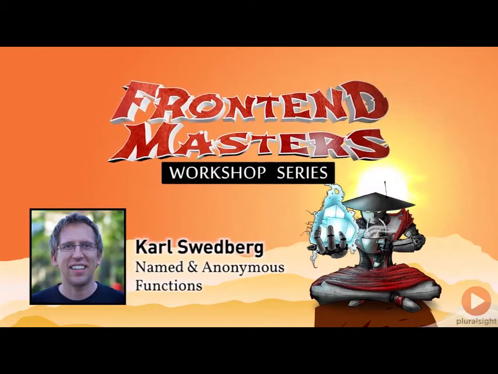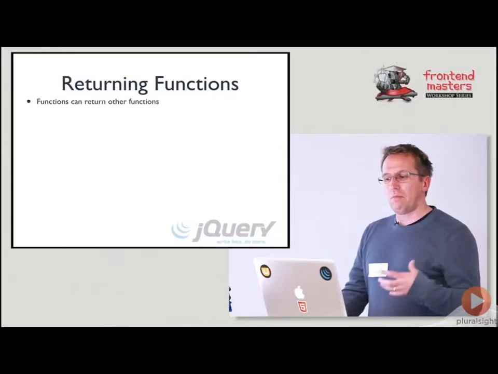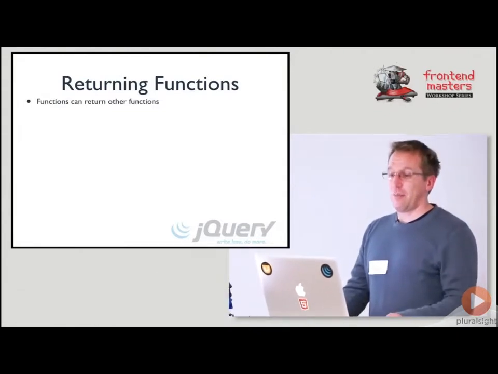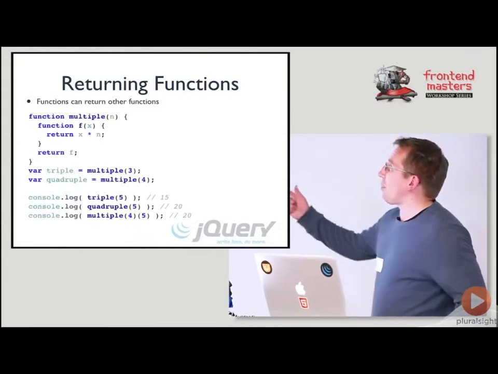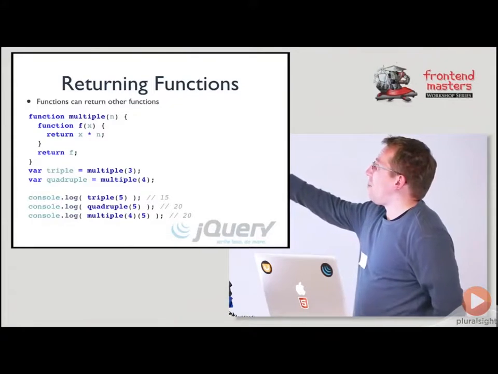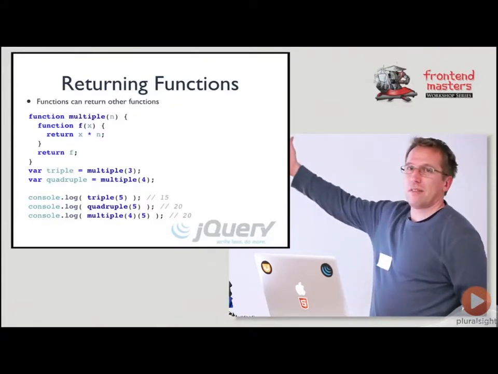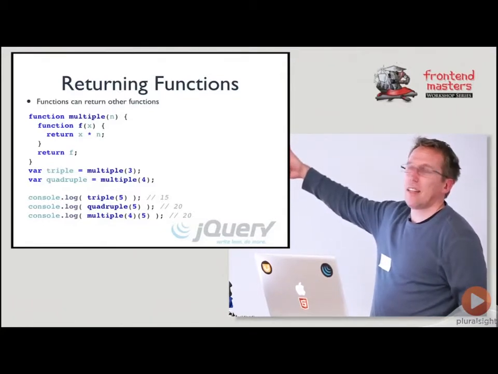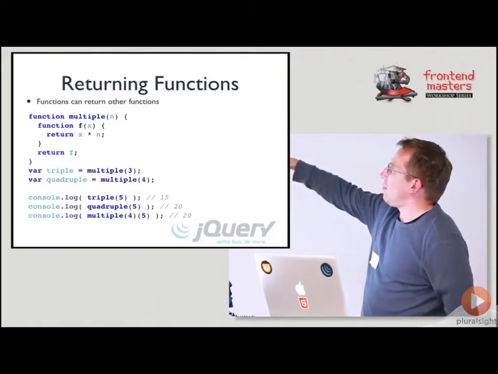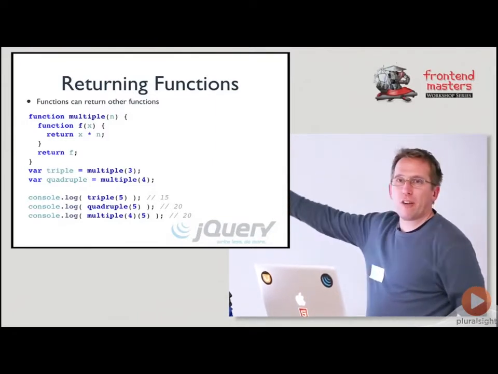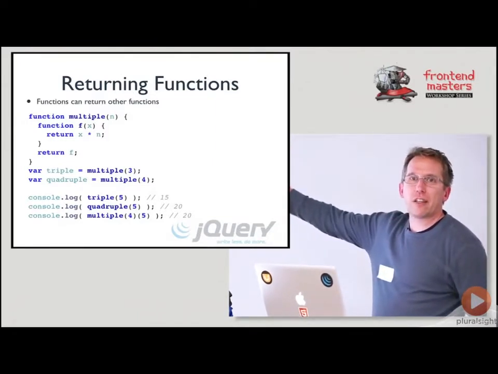Here's something funky about JavaScript. Functions can return other functions, which is kind of neat. It's kind of bizarre, right? Like, if we wanted to multiply something, we could have a multiple function, and inside of that, we could define another function, and then we would return that function, that inner function, right?